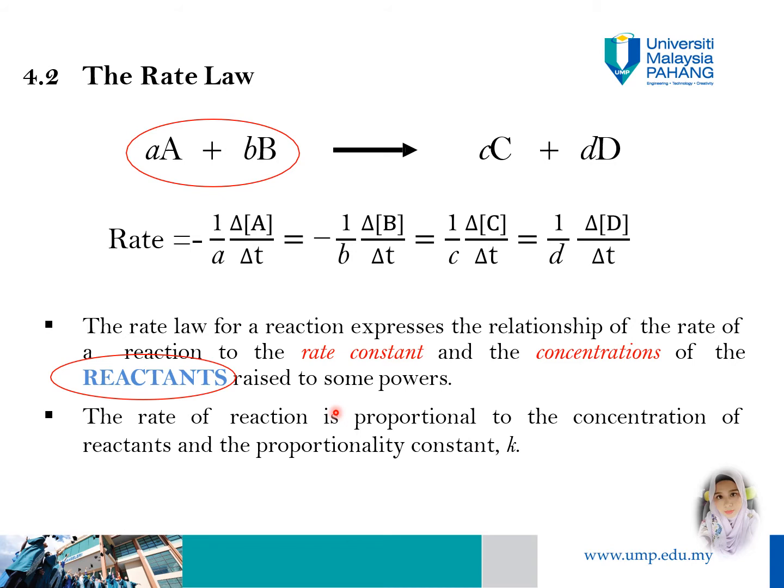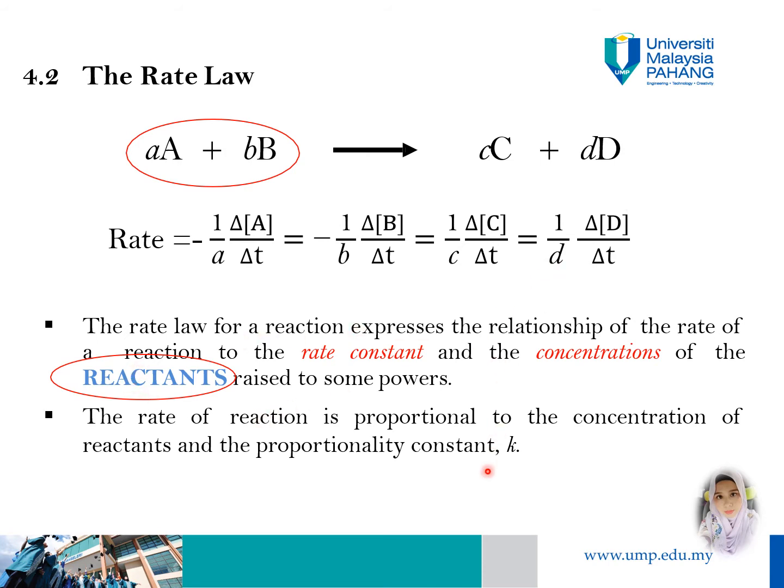For example, you have a reaction between A and B to produce C and D. The rate of reaction is equal to negative 1 over a, change in A over change in T, and also equal to negative 1 over b, change in B over change in T. For the reactant, the sign should be negative, and for the product, the sign is positive due to the formation of the product.